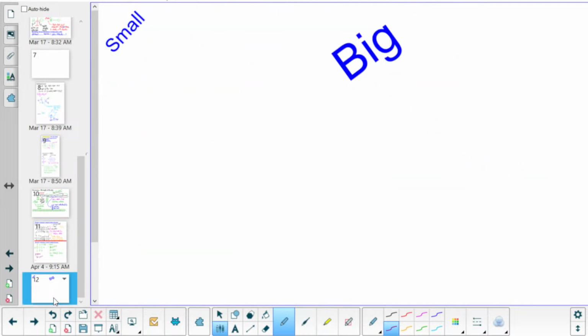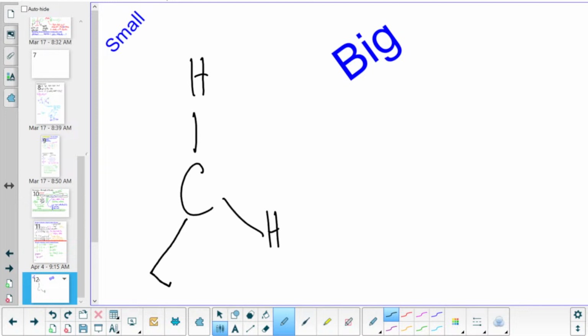Another way of showing it would be, I'm going to show 2 molecules here, and we're going to draw them correctly. So carbon to hydrogen to hydrogen. You would draw, this is coming out at you 3-dimensionally on the page.